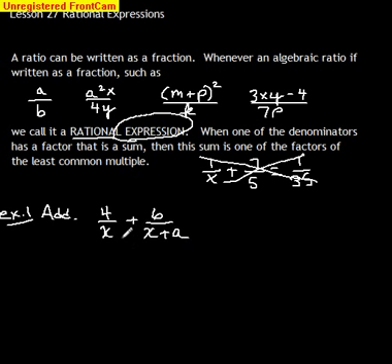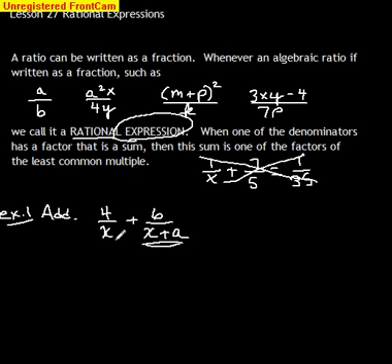So here we go. We have to find the common denominator. And what this is saying, that sounds really confusing up here, when one of the denominators has a factor that's a sum. Well, this one doesn't have a factor of a sum, but it has a sum in it. See how it's a sum? Then the sum is one of the factors of the least common multiple.